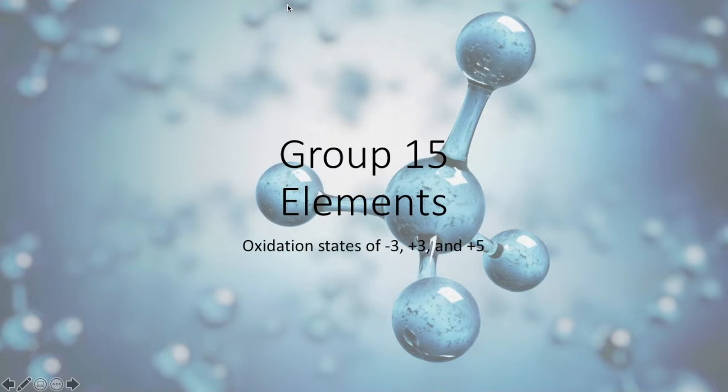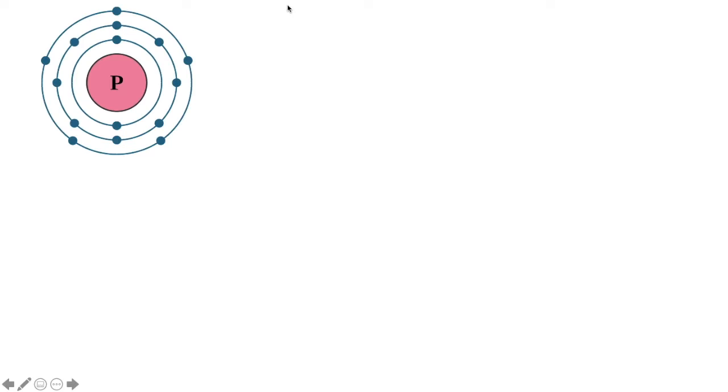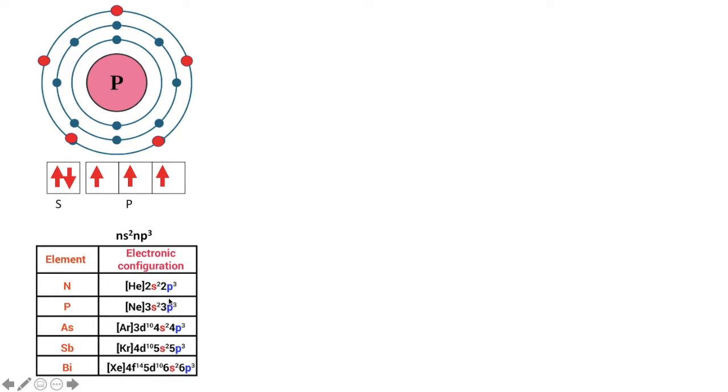This presentation is about group 15 elements and their oxidation states. All group 15 elements have 5 valence electrons in the outermost shell, and thus they have an electron configuration of ns2 np3 in their outer shell, where n is equal to the principal quantum number. The s orbital is full, but the p orbital is half full, which makes them stable in nature.